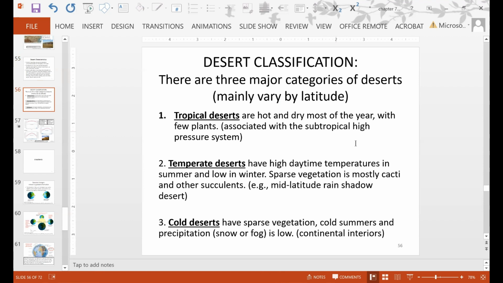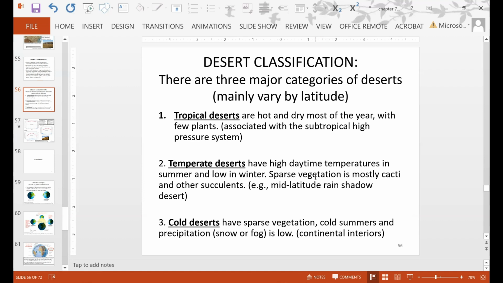So there are three major categories of deserts, mainly varying by latitude. You have your tropical deserts, which are hot and dry most of the year, very few plants, and those are associated with the subtropical high pressure system. Your temperate deserts have high daytime temperatures in the summer and low in the winter. Sparse vegetation is mostly cacti and other succulents. And these temperate deserts are mostly mid-latitude rain shadow deserts.